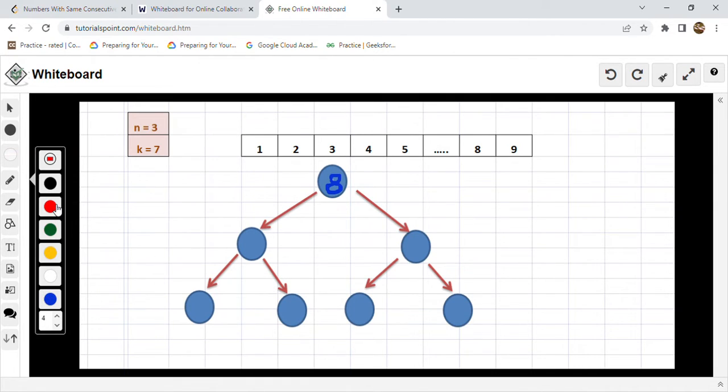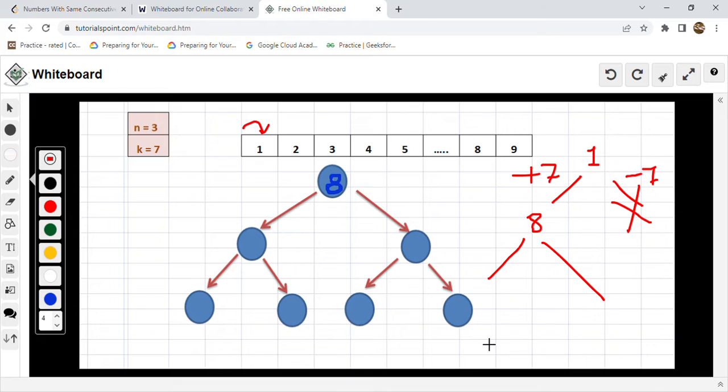Now we will do for 1. The first digit is 1. Now what are the options? We can do plus 7 or minus 7. So 1 plus 7 will be 8 and 1 minus 7 is negative, so we have to rule out this option. 1 plus 7 will be 8, so we have to find the next digit for this level. So this is level 0, level 1, and now we are finding for level 2.